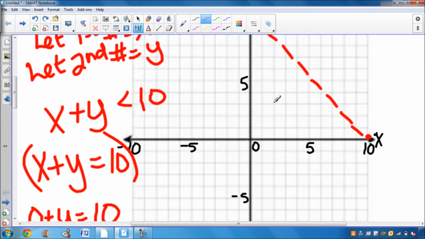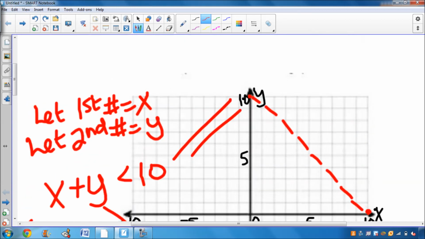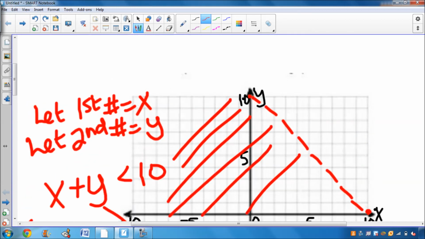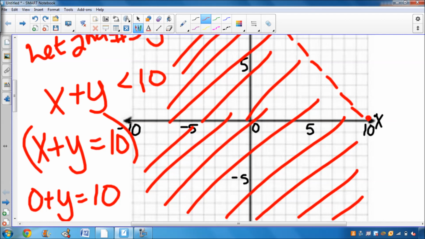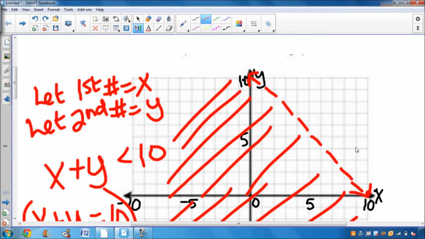And then all the points that are less than 10 are all right here. So I'm going to shade in everything right here. Don't forget your arrows, where all of these values right here are all going to give me possibilities for two numbers that have a sum that is less than 10. All right?